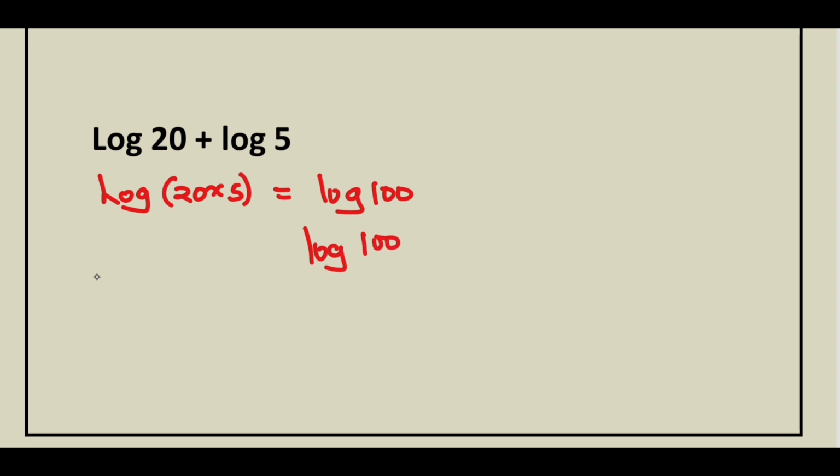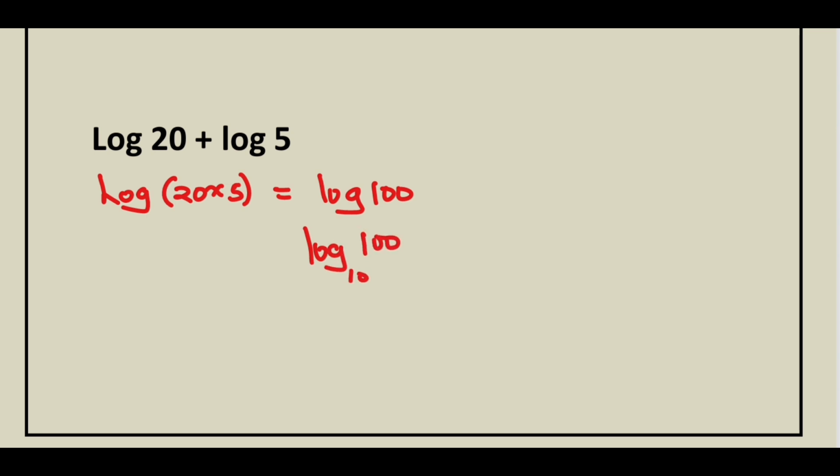Example 2, log 20 plus log 5. So this one is going to be equal to log of 20 times 5. And 20 times 5 gives log 100. And we say that when the logs are not given to a given base, then that is logarithm to base 10. So therefore this is the same as log 100 base 10.